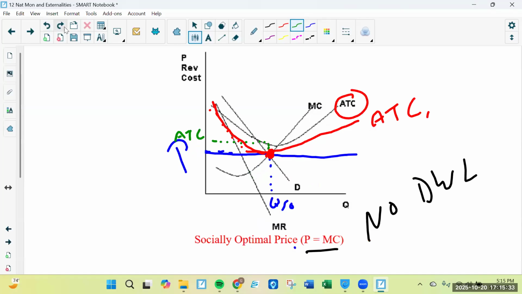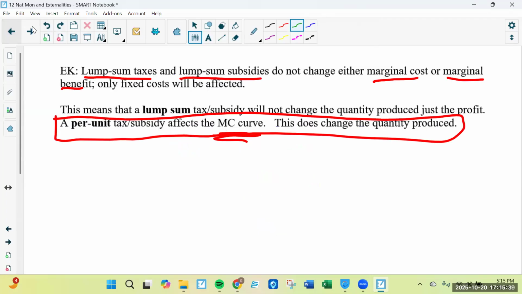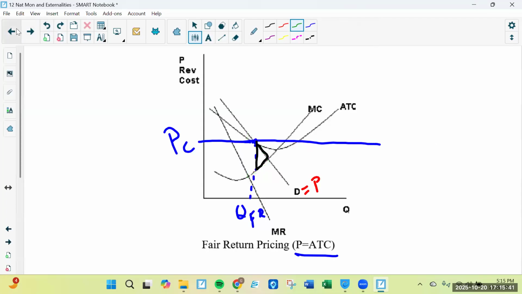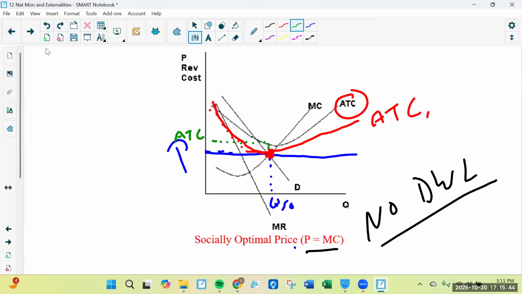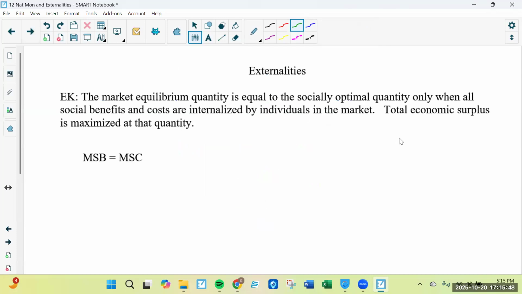So anyways, two different places that you can regulate a monopolist. You can regulate it at the socially optimal point, or you can regulate it at a fair return. All right, that's natural monopolies.